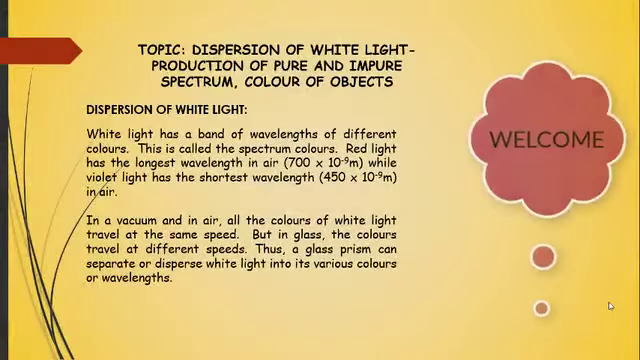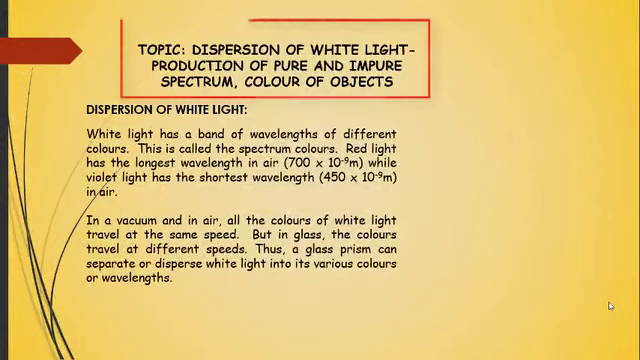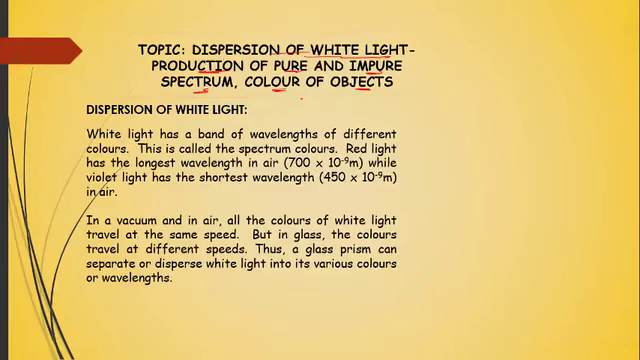Hello and welcome to another session in physics. In this session we will be looking at the topic dispersion of white light, and then we'll also be looking at the production of pure and impure spectrum and color of objects. But before that, let's review the previous lesson.